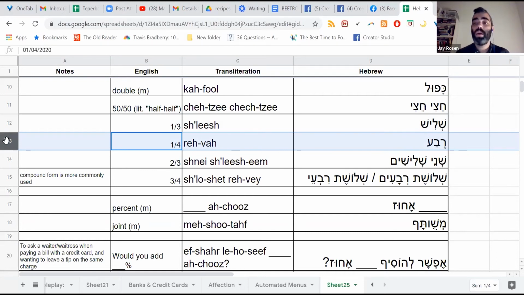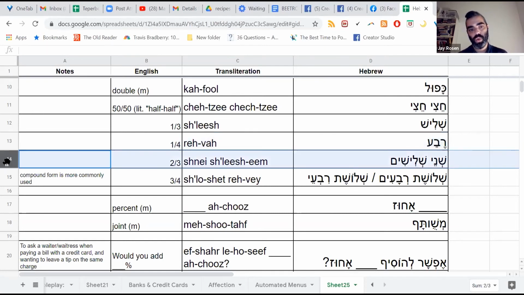Reva, meaning 1/4. Those of you who know Harova Hayehudi, the Jewish quarter in the old city of Jerusalem: rova means a quarter as in a physical space, but reva is 1/4 in mathematical terms. Okay, so we had shlish, 1/3, reva, 1/4. How do we go above that?